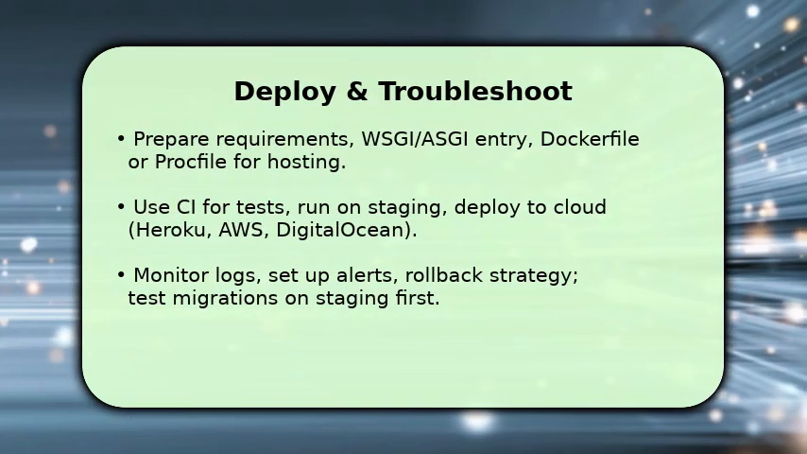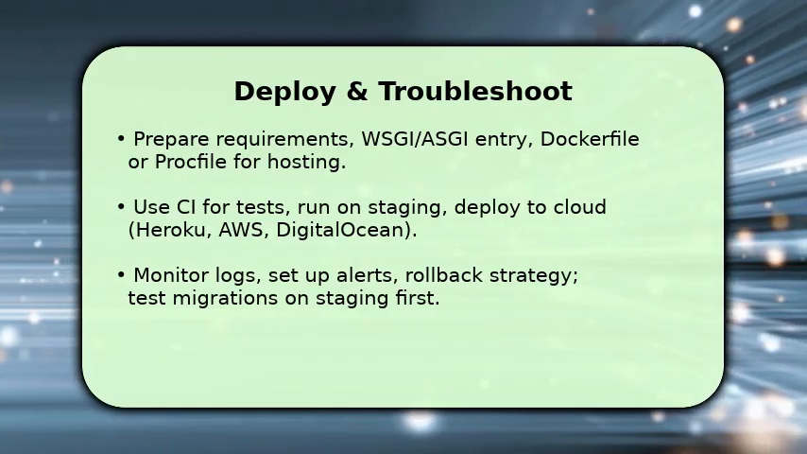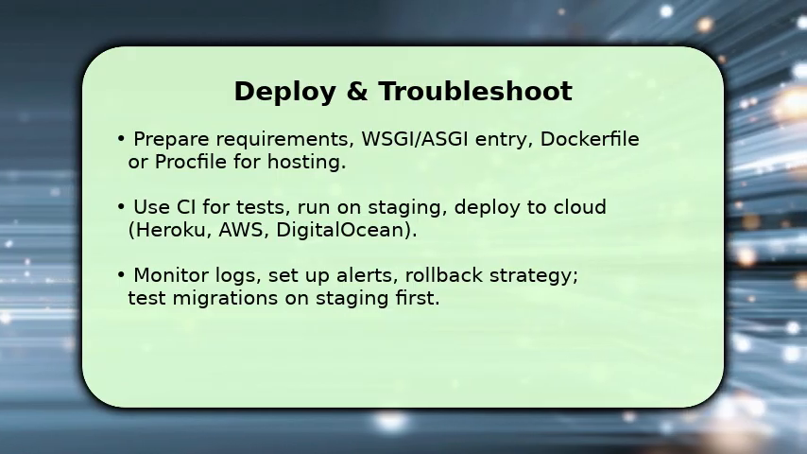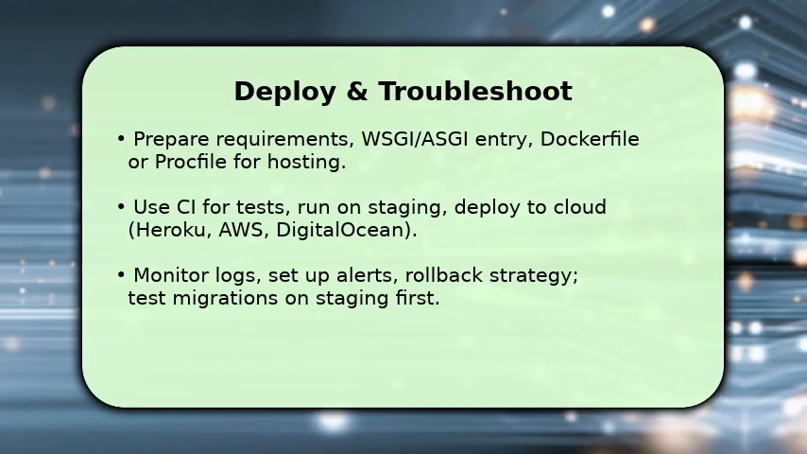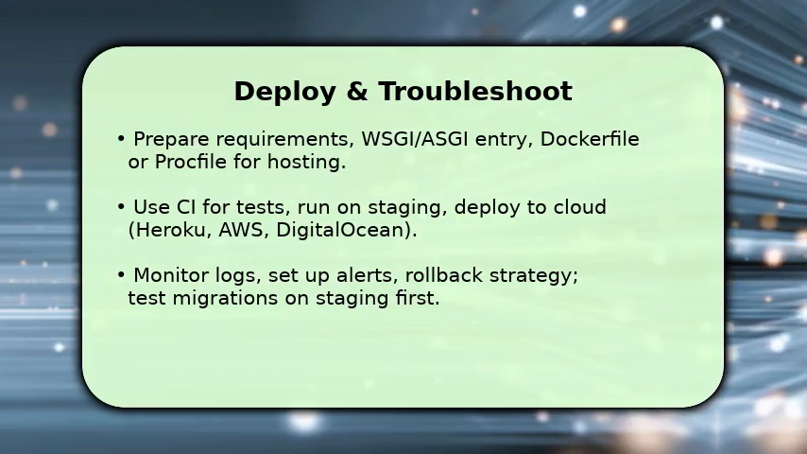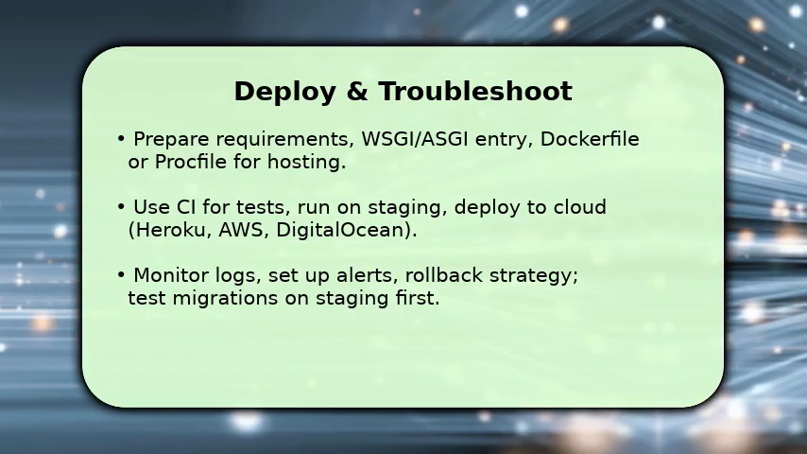To finish, prepare the app for deployment and verify it in a staging environment. Freeze dependencies, provide a WSGI or ASGI entry point, and create a Dockerfile or Procfile for your chosen host. Use CI pipelines to run tests and automatically deploy to staging. Once stable, promote to production.